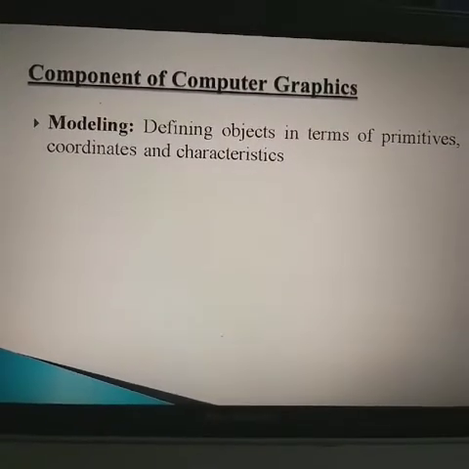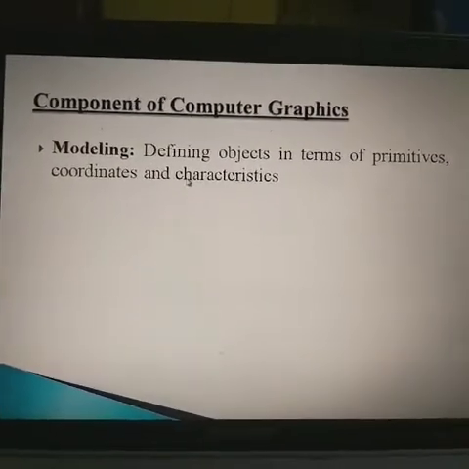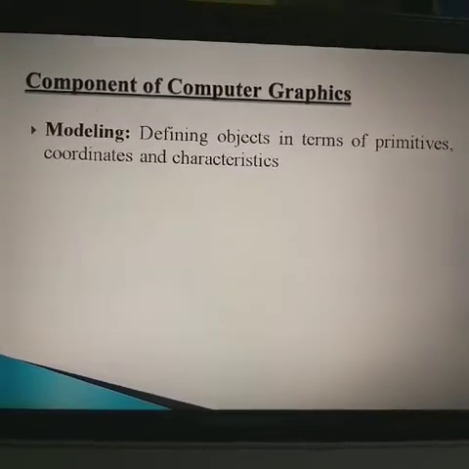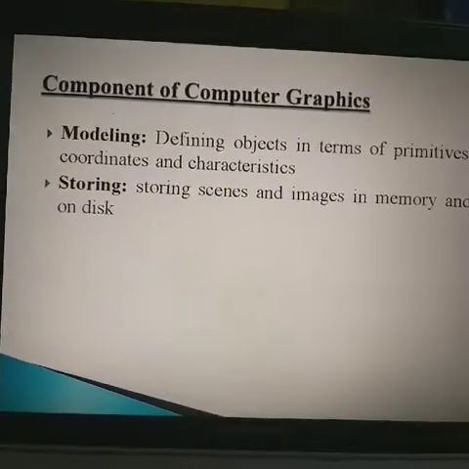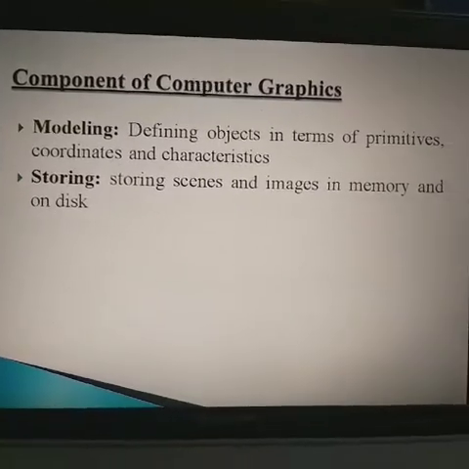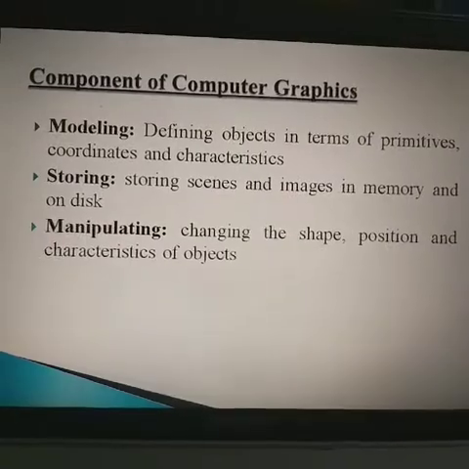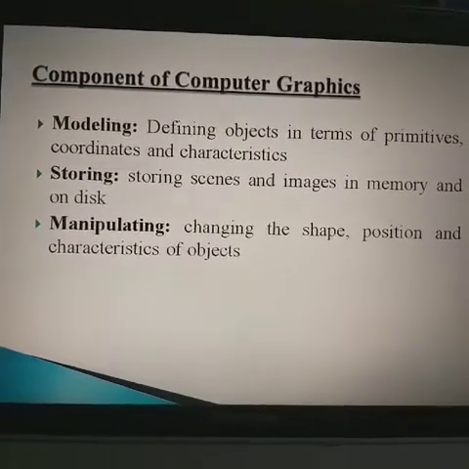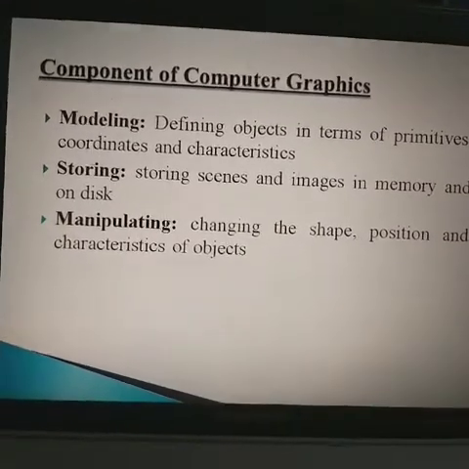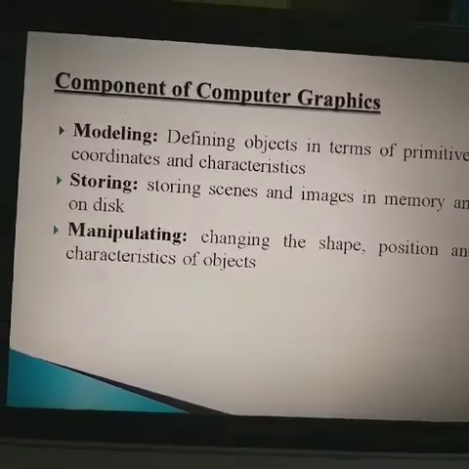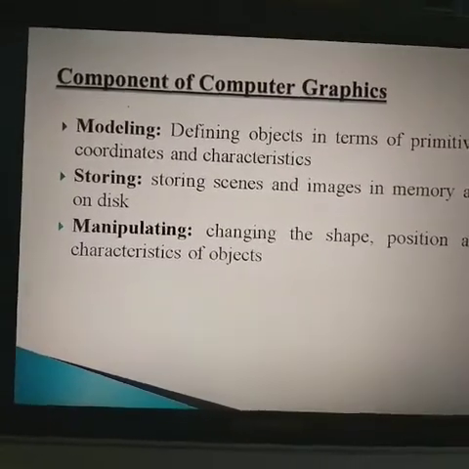It may define the object in terms of the primitives, coordinates and the characteristics. The main purpose of the application modeling is to capture the image and then store that image into memory or onto the disk. The next step is the manipulation. Manipulation is done by the computer or any device which may change the shape, position and characteristics of the object, which is mainly the purpose of the application program.